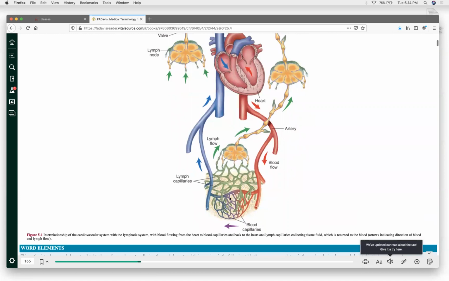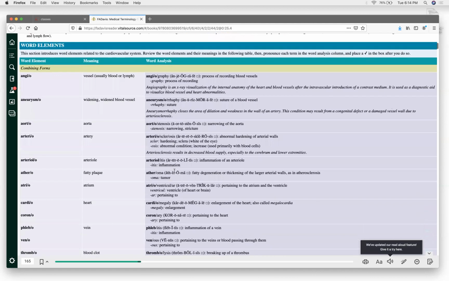So you could see here, these have to be capillaries because they're colored both blue and red, and you see a little bit of purple. If you remember your kindergarten, blue and red make purple, right? And then green, of course, that's our lymphatic system. And the lymphatic system is part of our immune system.